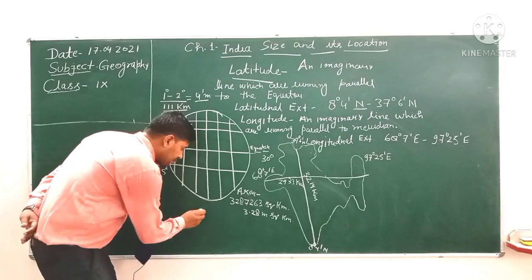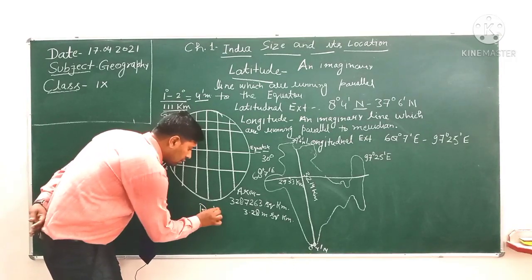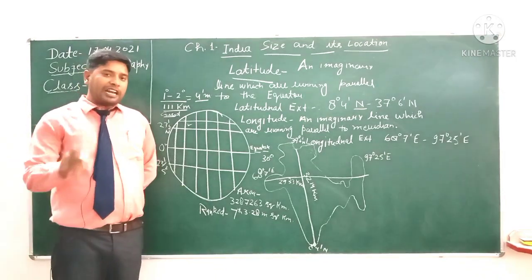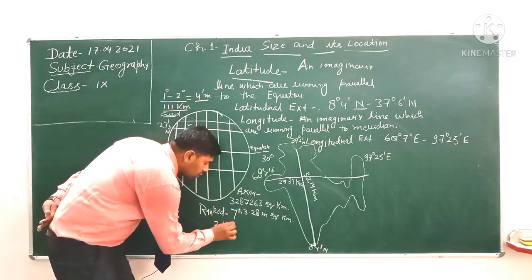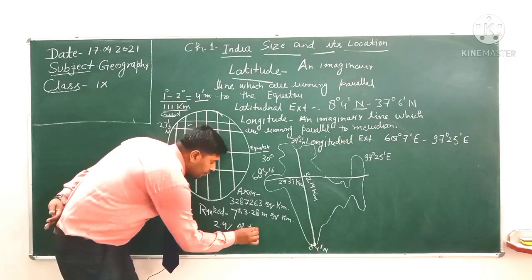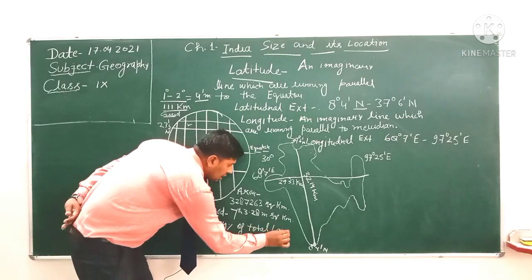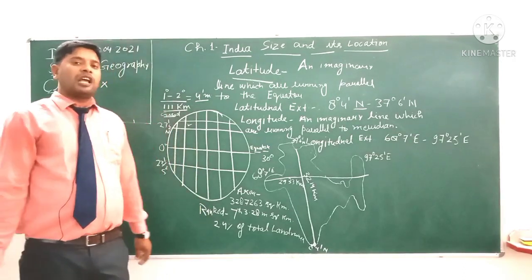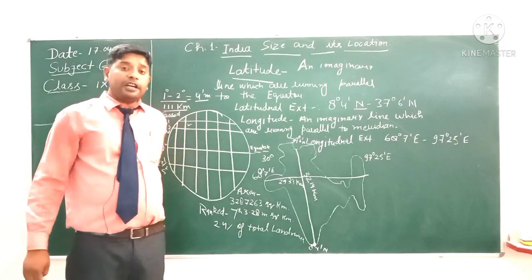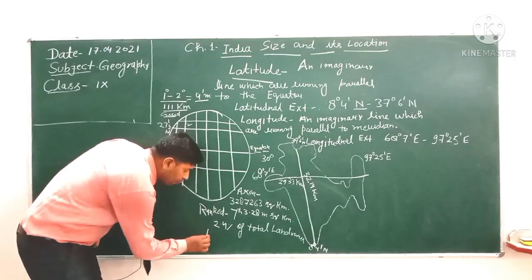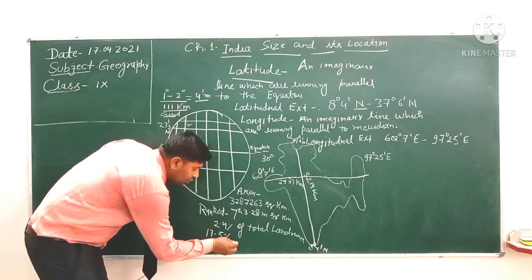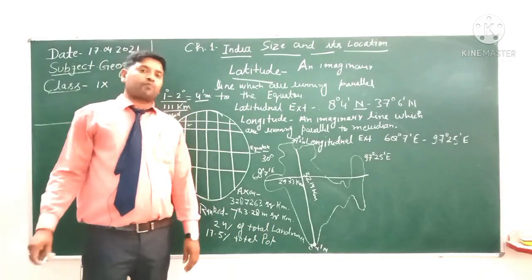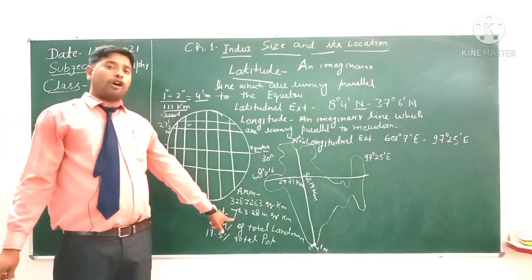India is ranked 7th in the world on the basis of area, and it covers 2.4% of the total land mass, and near about 17.5% of the total population lives in it. India has ranked 7th position on the basis of area.